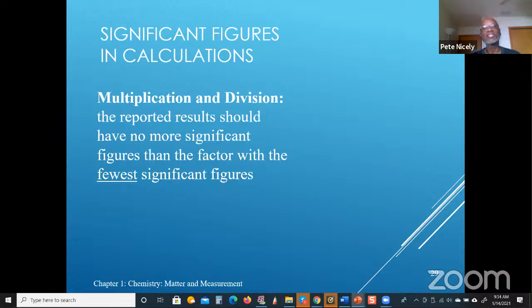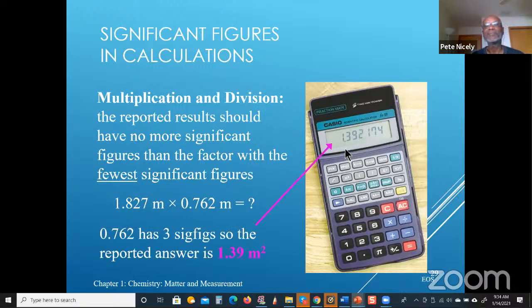What you see on the screen here is the rule that applies to multiplication and division. This rule says that the reported result should have no more significant figures than the factor with the fewest significant figures. So if you're multiplying, for example, 1.827 meters by 0.762 meters, and you press the equal sign on your calculator, what will come up on the display is 1.392174. According to this rule, that final answer must be rounded off to the lowest number of significant figures of the numbers involved in the calculation.